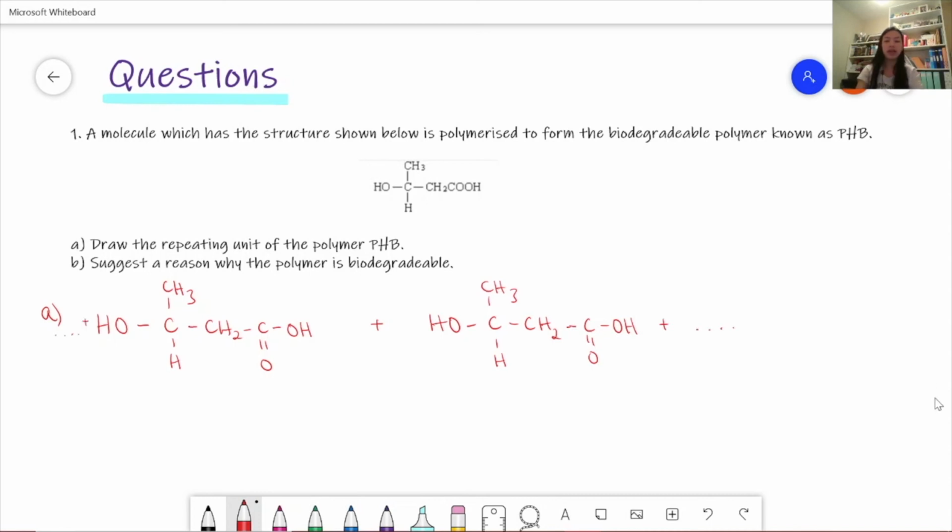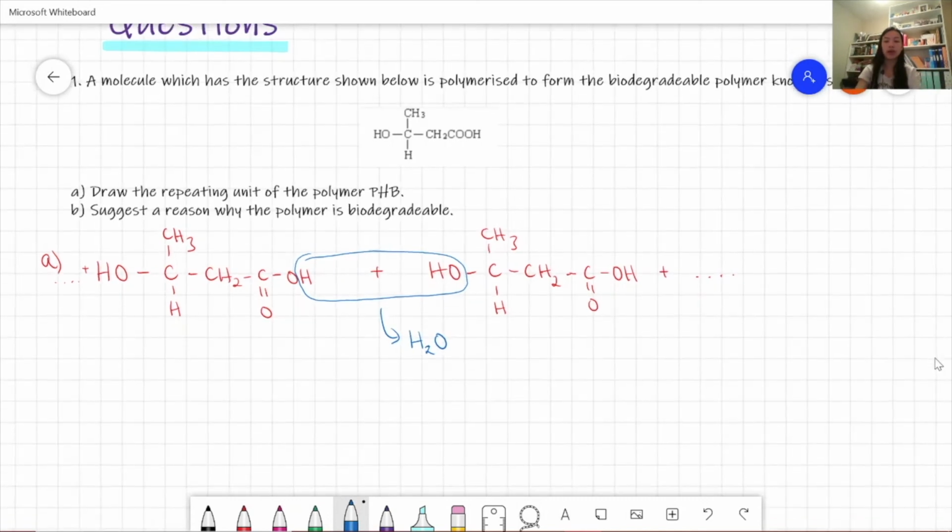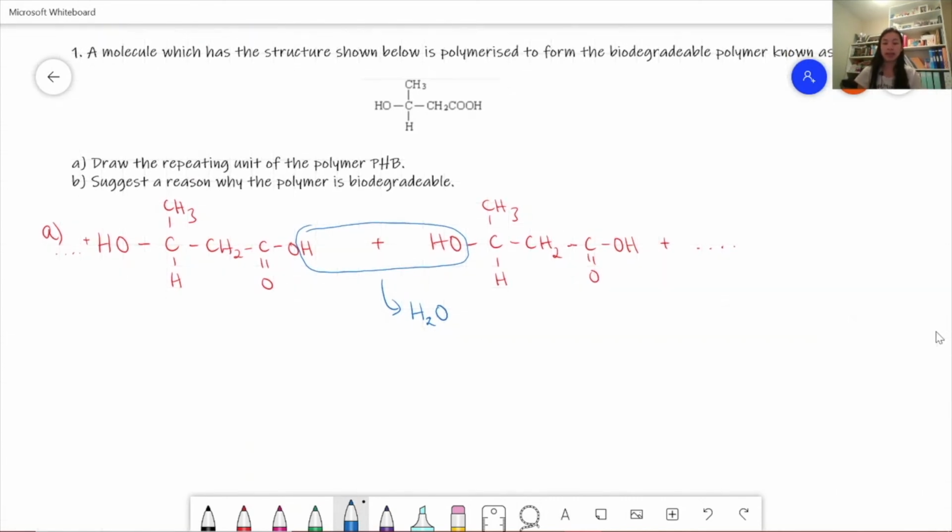Again, reminding you of condensation polymerization, we want to remove waters. So we liberate a water. We remove this water here, and so this water is liberated. That's why it's a condensation polymer, because we're liberating a small molecule, in this case water. And so the polymer that we form looks like this.